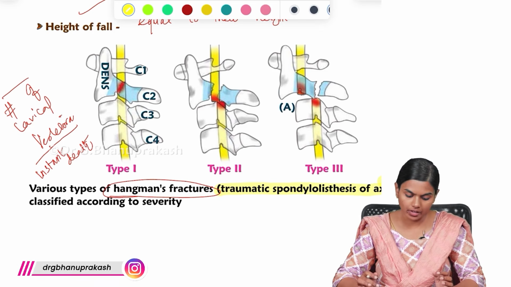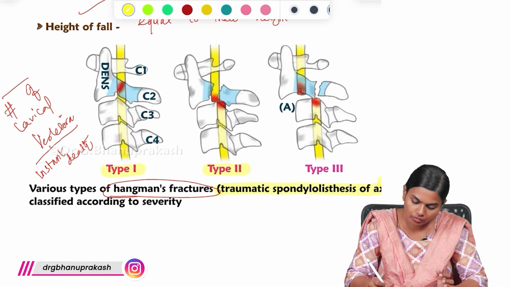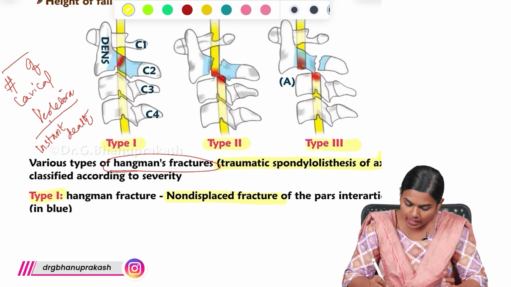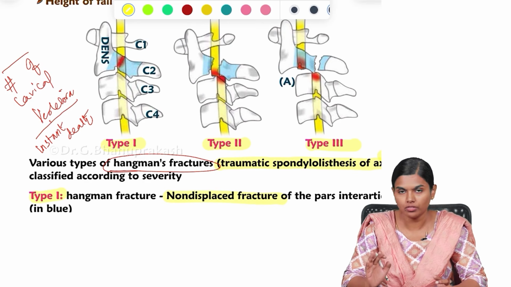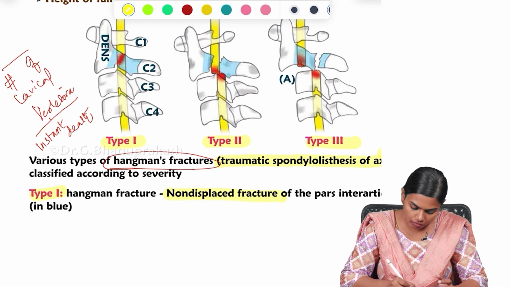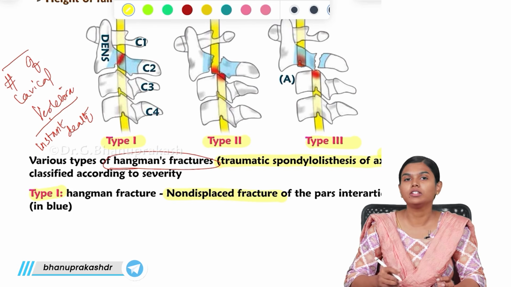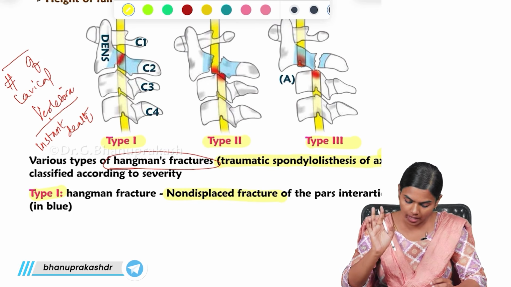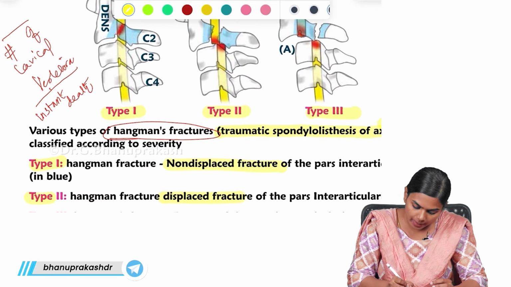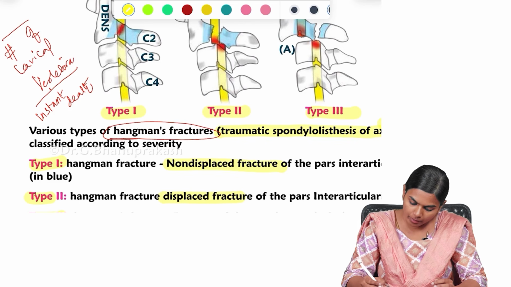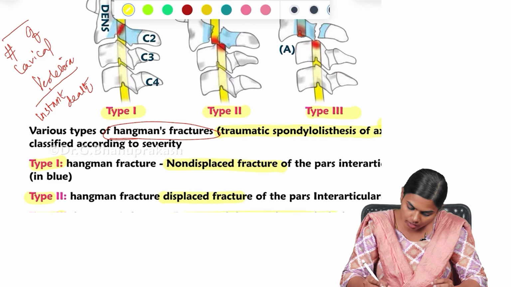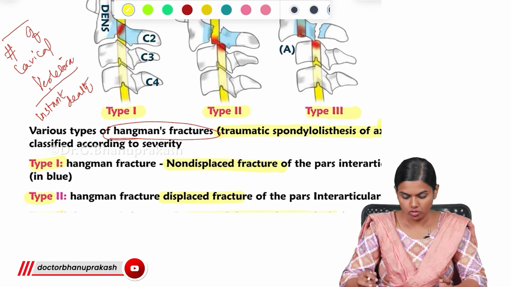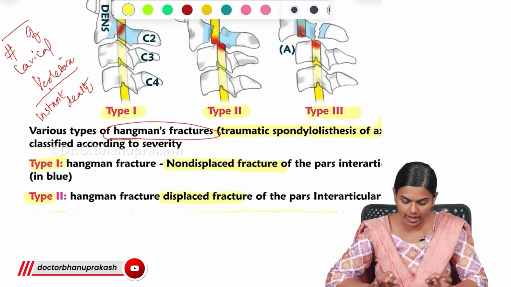And apart from that, you have few types of hangman fracture. You have 3 types. So what happens is that in type 1, there will not be any displacement. It is a non-displaced fracture. But in case of type 2, there will be displacement. So displacement, if it is present, we call it as type 2. If it is not there, it is type 1. And type 3, what happens is that there will be pars interarticularis fracture with dislocation of C2 and C3 facet joints. So all these happens in case of these type 3 fracture.